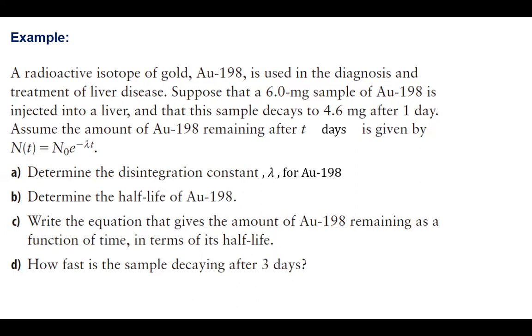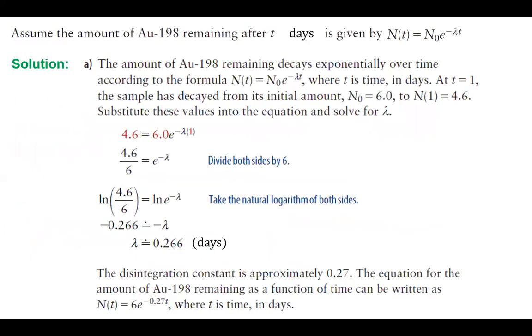Okay, then let's have a look at the solution together. Okay, first question, the amount of AU198 remaining decays exponentially over time according to the formula N(t) equals N0 e to the power of negative lambda t, right? Where t is the time in days. So at t equals 1, the sample has decayed from its initial amount N0 equals 6 to N1 equals 4.6, right? We can substitute these values into the equation and solve for lambda.